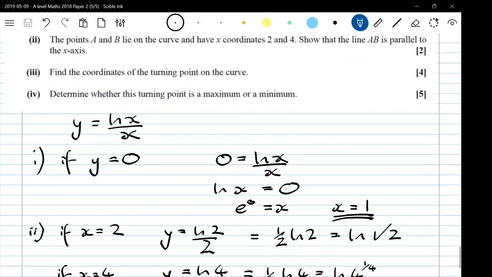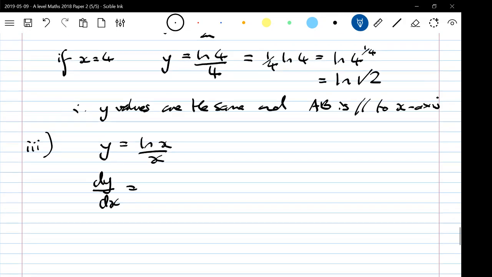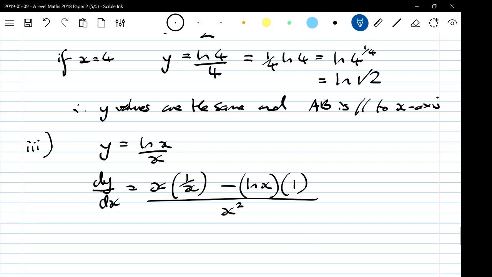Part 3, find the coordinates of the turning point on the curve. So if we didn't have to do dy by dx in the previous bit, we definitely do now. So y is ln x over x. If we're going to differentiate this, it must therefore be a quotient rule. We've got a fraction to deal with, so that is u over v. So u is ln x, v is x. So it is v times du by dx, so x times 1 over x, minus u times dv by dx, divided by v squared.